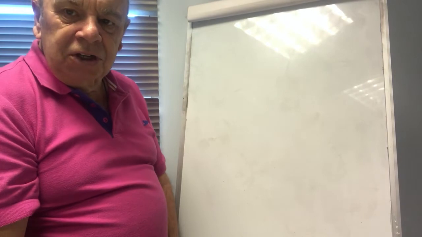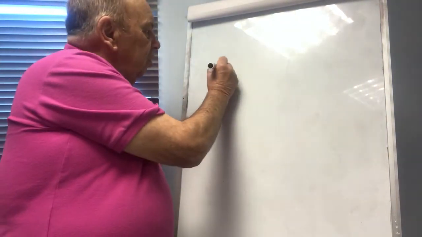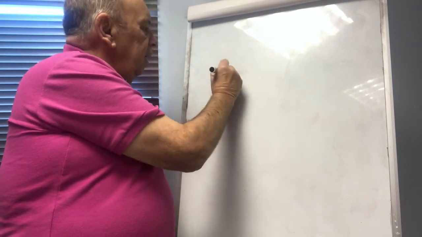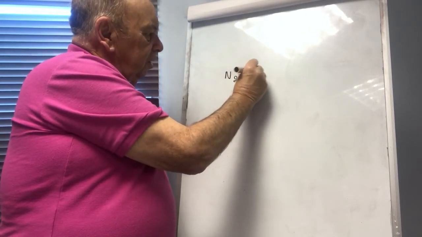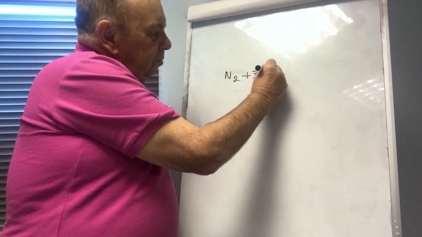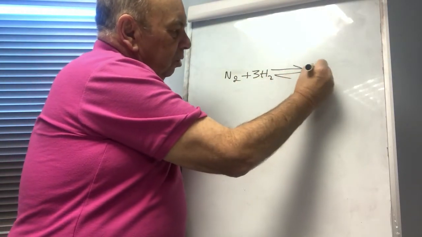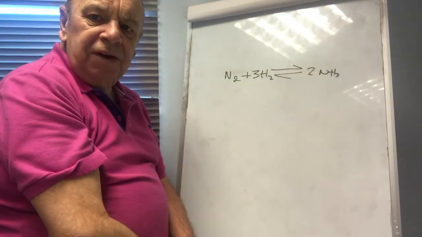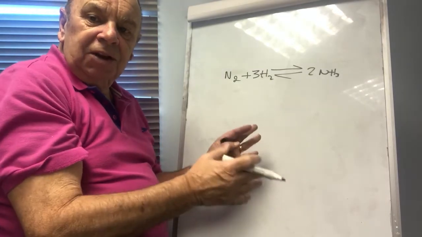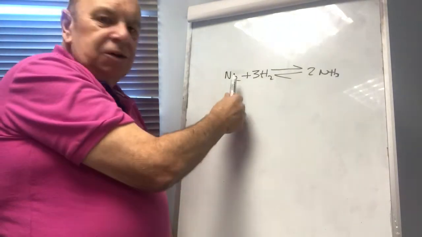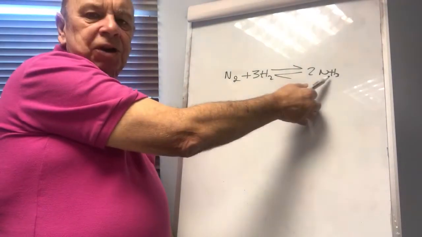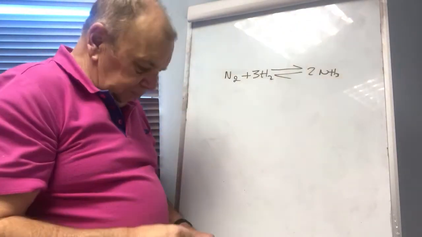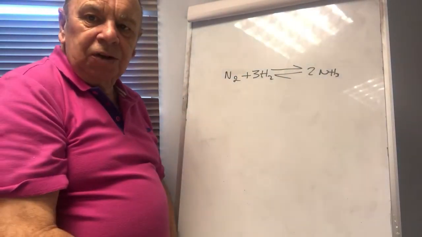Let's look at the conditions. This is the Haber process reaction: N2 plus 3 H2 gives you 2 NH3. That sign is reversible, and unless you get the conditions right, it would never react. The reactants would not give you those products, or you'd only get a small amount of product. Let's look at them step by step.